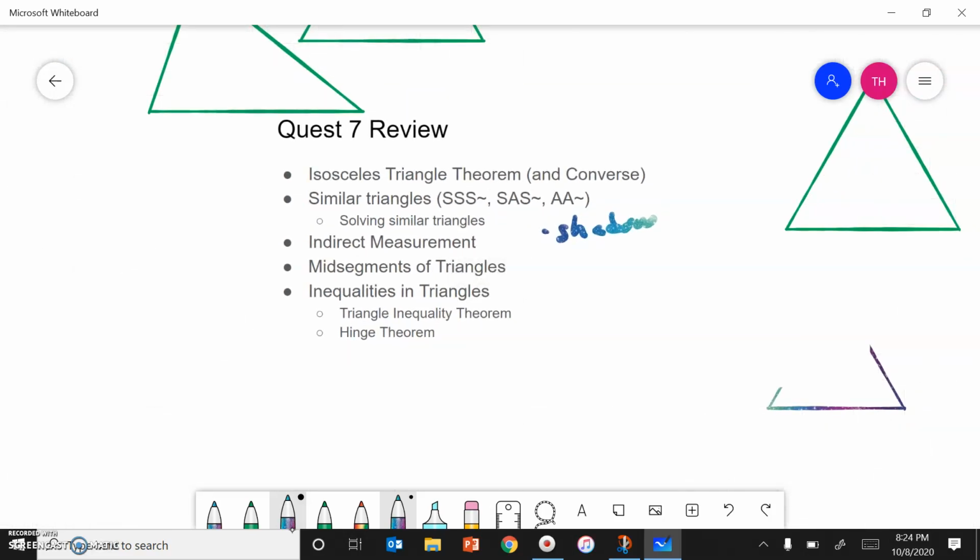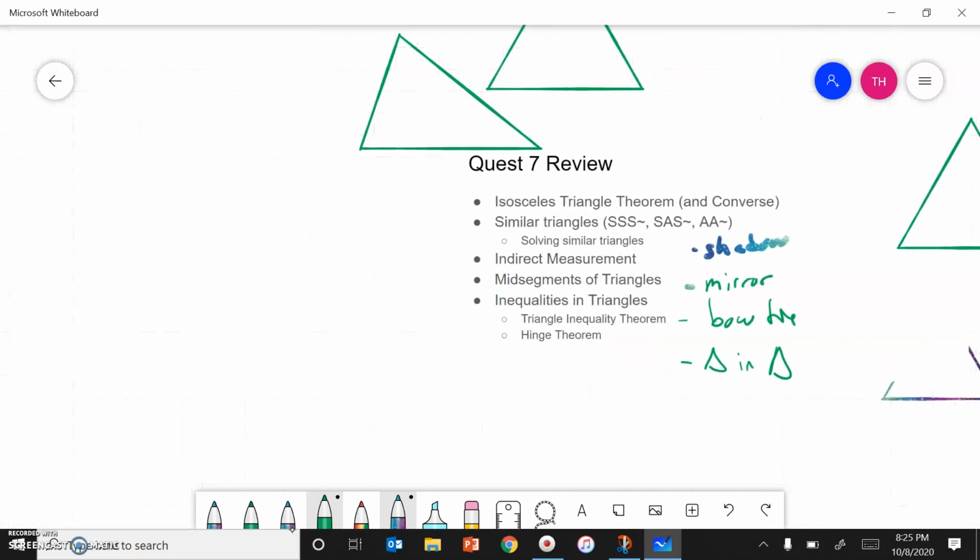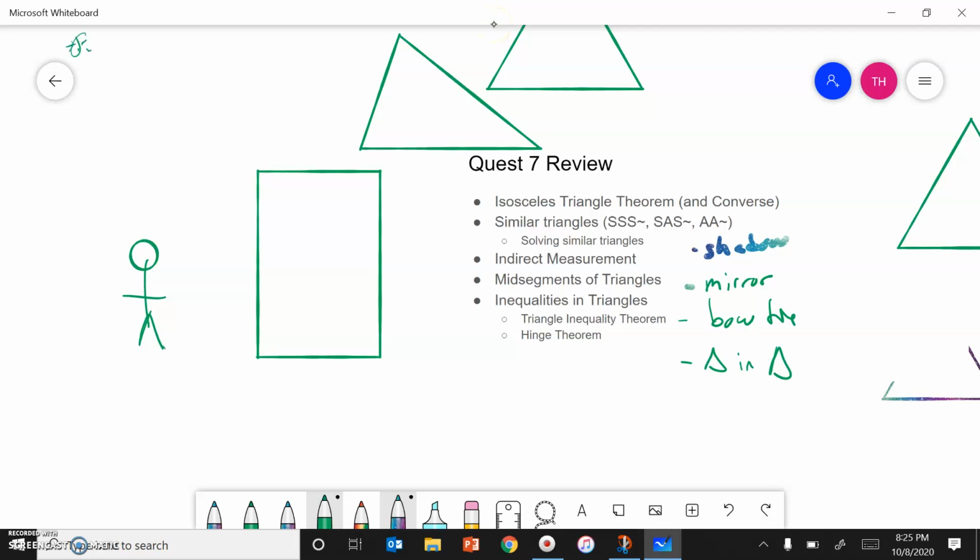We talked about the mirror problem, so the mirror on the ground. Talked about some kind of bow tie, and then triangle within a triangle. So the shadow problem was, here's a certain person, here's a building, the sun is somewhere up here shining on them, and it casts a shadow.